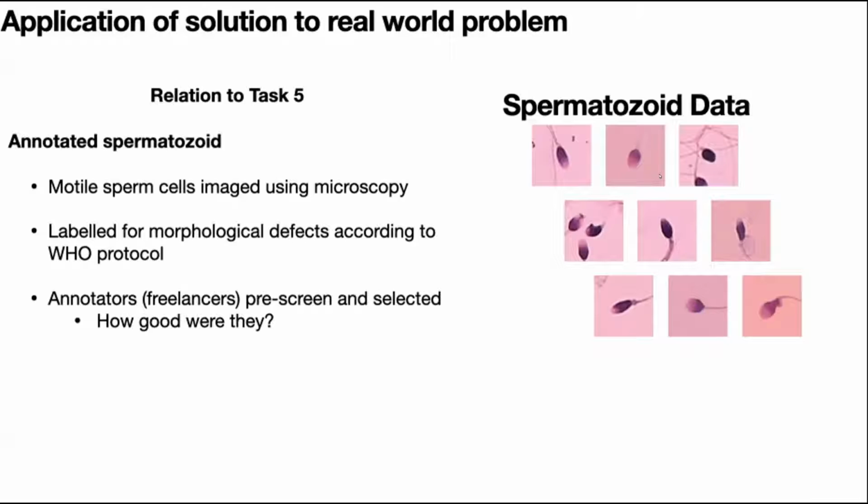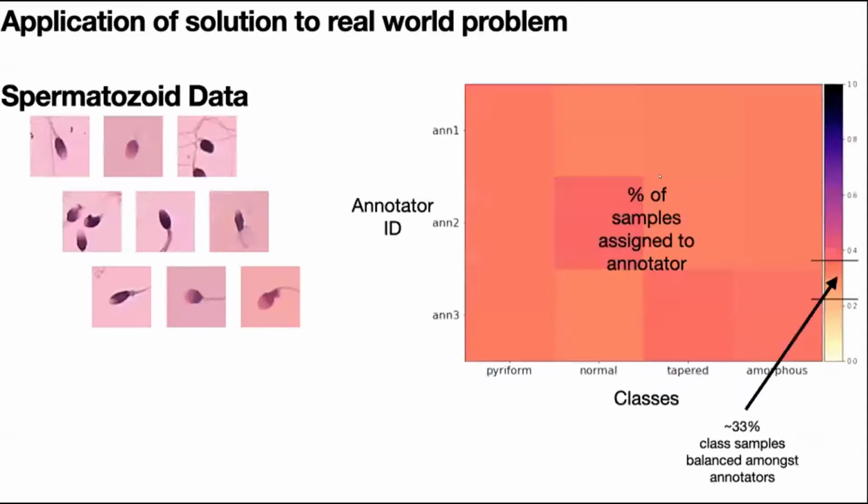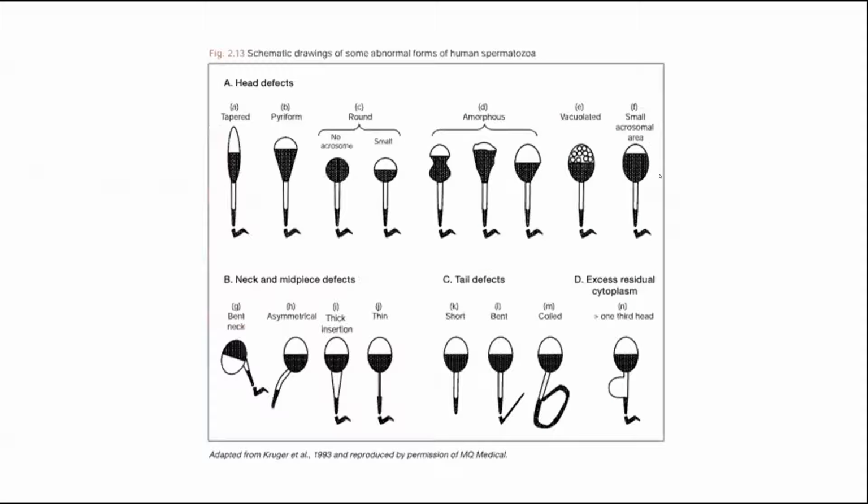And the question, the real world problem question, is how good were they? So first, we just looked into a breakdown of the annotation in the classes. There were 4 classes in one of the data sets that we looked into. 3 are defect classes and a normal class. There were 3 unique annotators. Each sample was assigned to only 1 annotator. And what we saw was that the class samples were roughly balanced amongst the annotators, which was good.